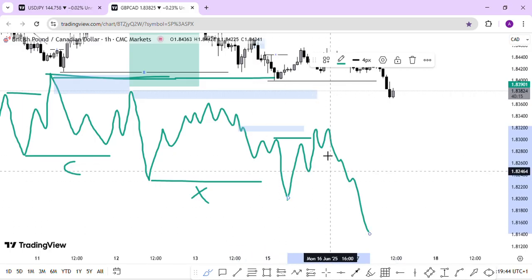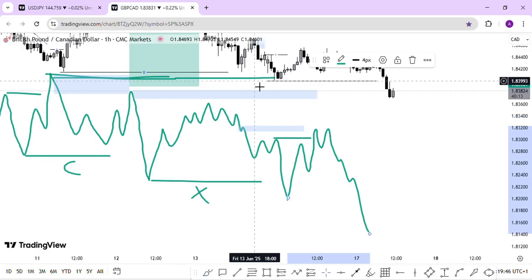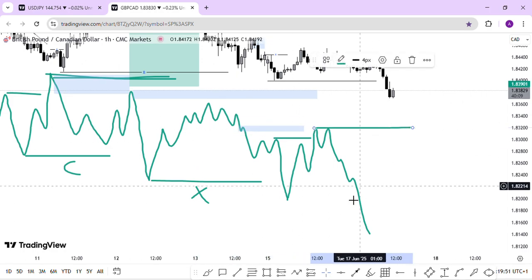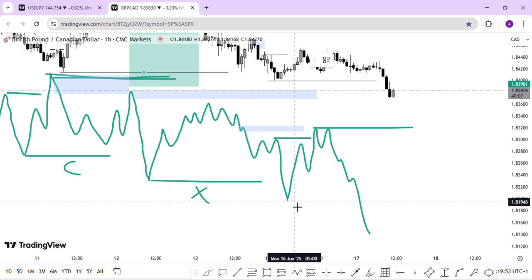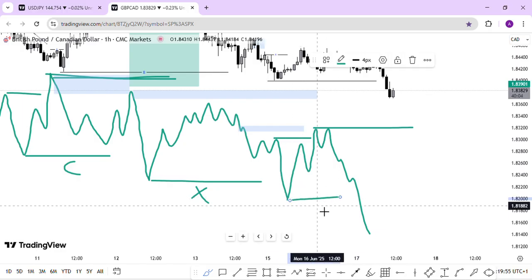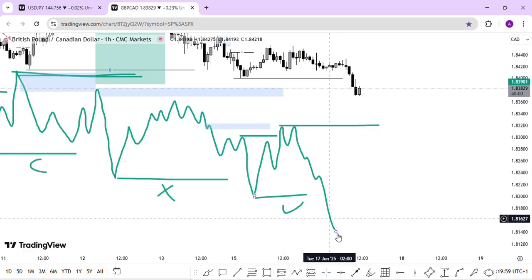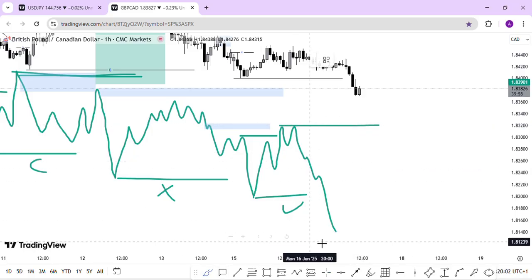It means that this high is not valid anymore. Market has already created another structure. Then we have a new break of structure here. So it means that we are ranging from this high to the low, whichever low that the market creates.